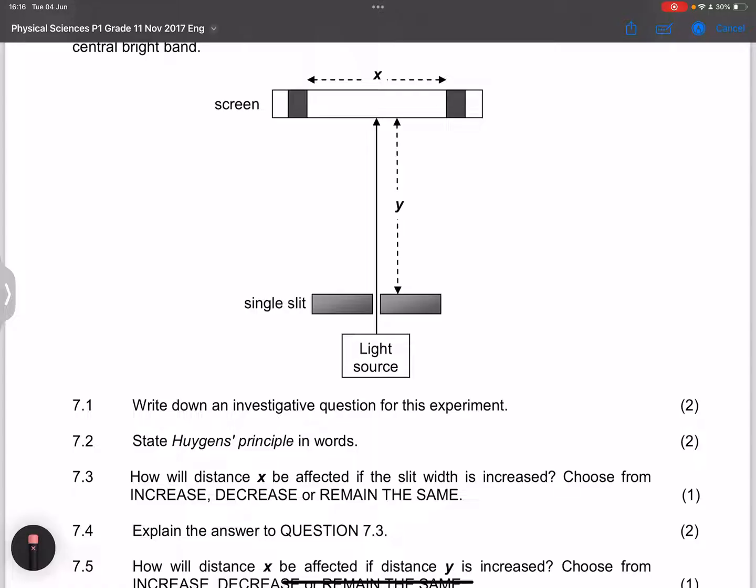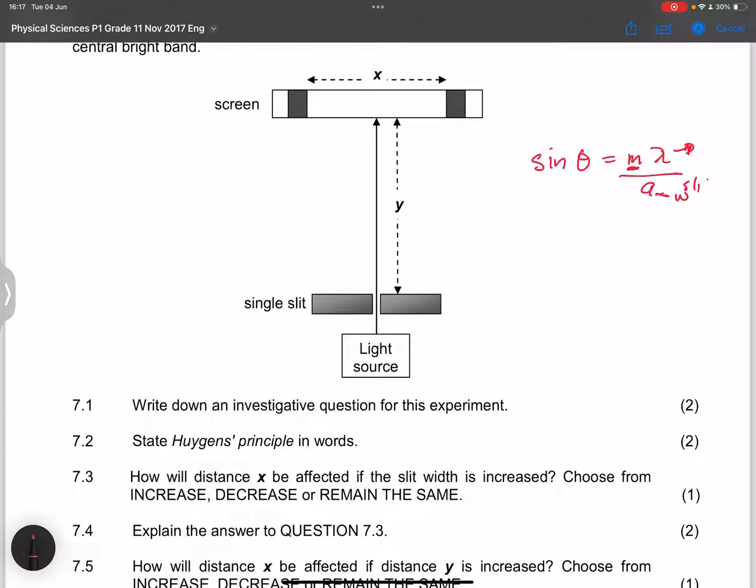They say, how will the distance x be affected if the slit width is increased? Choose increase, decrease, or remain the same. Now remember, ladies and gents, the formula that we use, and I know that it's not given, is this one. This would be the mth dark band. Because we're looking at the central bright band, our m value is 1. This is the wavelength of the source of light that you are using, and this is the slit width.